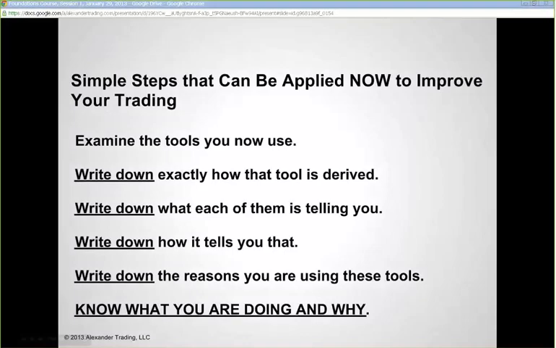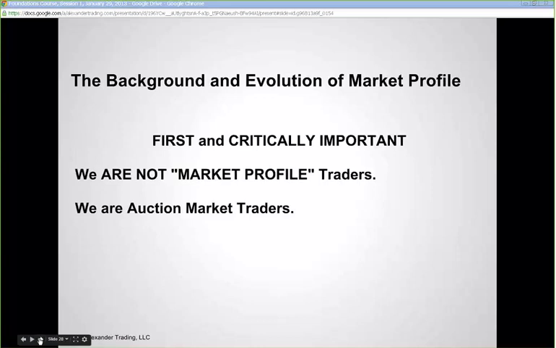Okay, we're going to go through the background and evolution of market profile, and I can't overemphasize this strongly enough. We are not market profile traders. We are auction market traders. You do not want to be a market profile trader. There are a bunch of market profile traders. There are no profitable market profile traders.